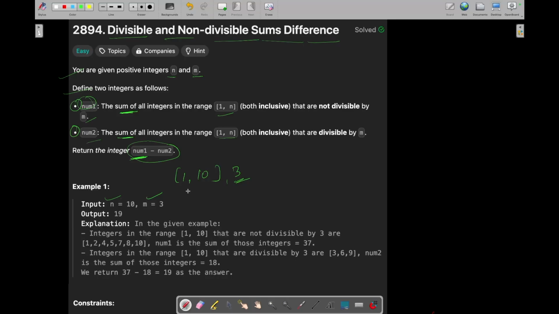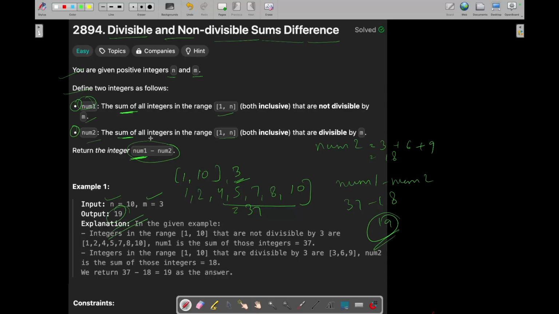Okay, so let's see which integers are not divisible by 3, which is 1, 2, 4, 5, 7, 8 and 10, right? And the numbers which are divisible by 3 will be considered as num2, which will be 3, 6 and 9, right? So we need to do their sum and then we need to return their difference, num1 minus num2. So their sum will be 37 and their sum will be 3, 6, 9, which is 18. So 37 minus 18, which will be 19, your answer.